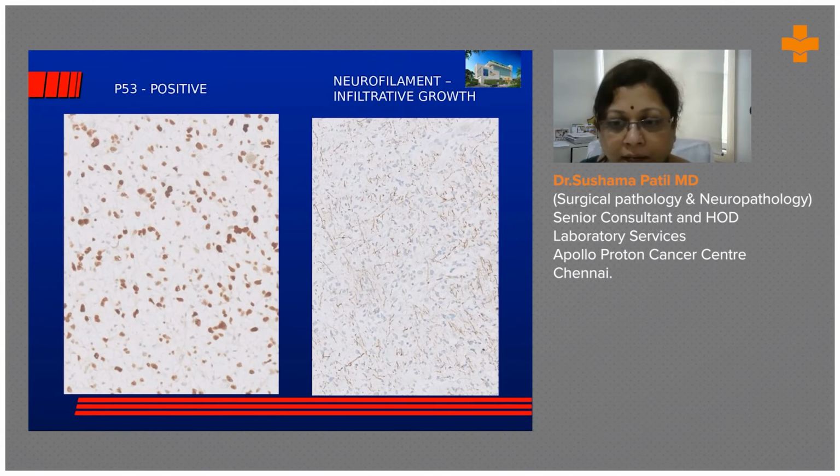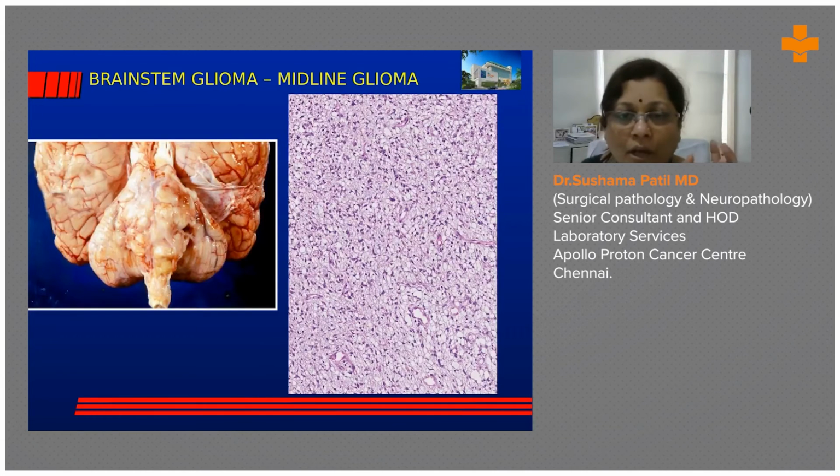The tumor cells are negative because they're astrocytic. Neurofilament is the axonal stain, so it is staining the axons. So the tumor cells will be negative, the axons will be positive, showing the fragmentation and telling us that these are infiltrating gliomas.